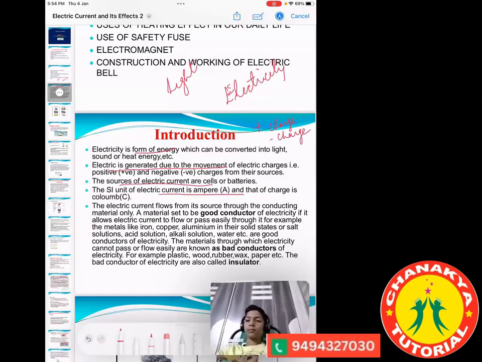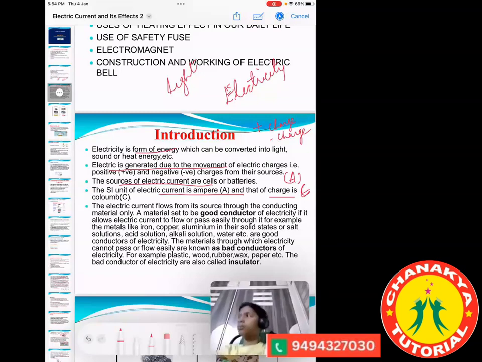When I talk about the SI unit, it is ampere, which is written as capital A. One thing is electric current and the second thing is charge. The charge that flows, positive charge or negative charge, is measured in coulomb, written as capital C. Now, a good conductor of electricity is a material through which the electric current can flow easily.